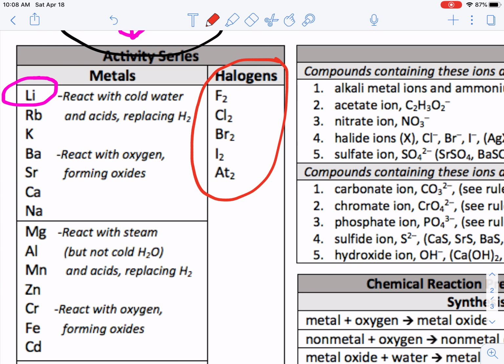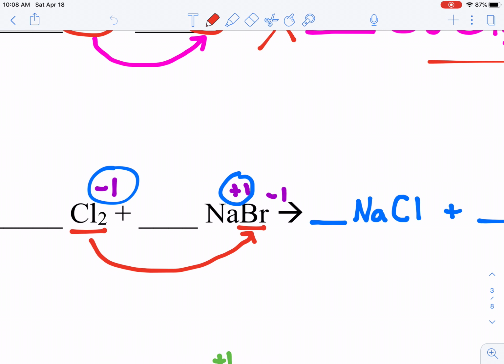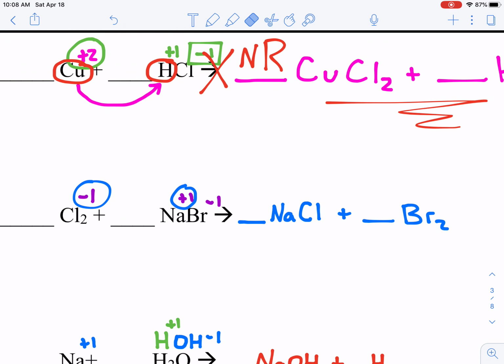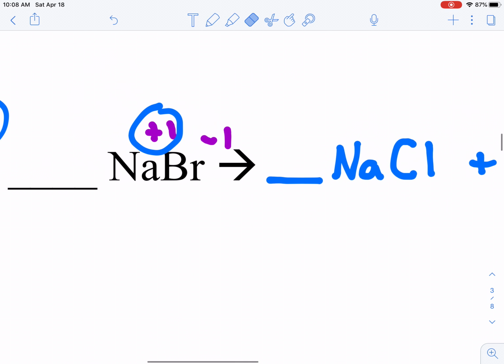You'll notice that chlorine is above bromine. And so if chlorine is above bromine, this can happen. Chlorine is able to go replace bromine. So we can't write no reaction. The way that we finish this off, if it can happen, is we balance. So I'm going to draw the list once, just so we can all be on the same page with balancing. Reminder, when you draw the list, you put down everything that's in the reaction.